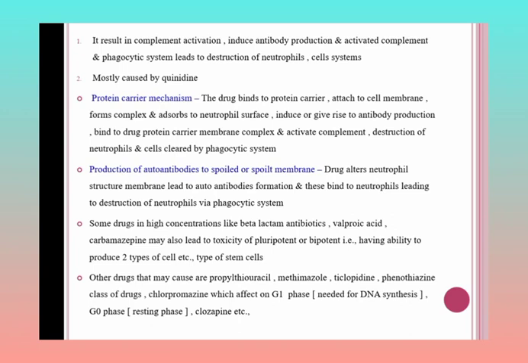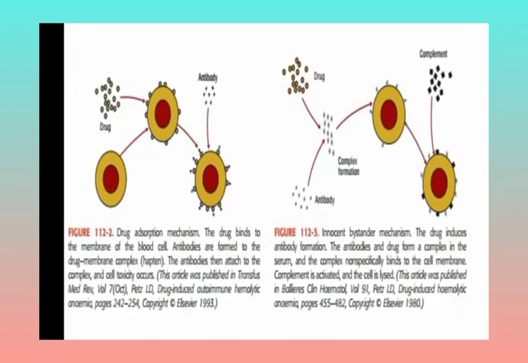So these are the pathophysiologies regarding drug-induced agranulocytosis. This is the mechanism, the hapten mechanism. Here the drug is binding to the antibody. These plus and minus particles are antibodies. The drug binds to the membrane of the blood cell and antibodies are formed against it, like a hapten. So this is the hapten type. Then the antibodies attach to the complex and cell toxicity will occur.